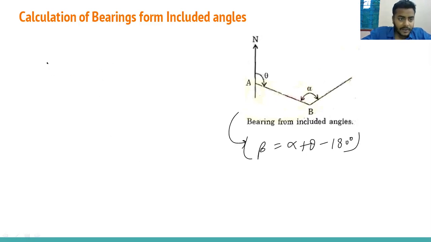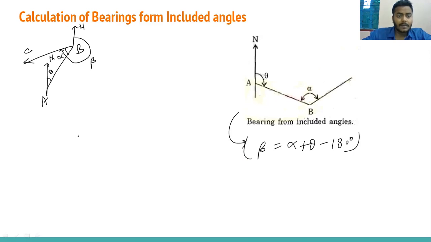So I'm drawing a rough diagram. This is north. I'm drawing AB, so this is very small, A to B. And one angle is like this, B to C, right? So this is theta, right? This is included angle alpha, right? What will be the beta here? Like this. This is north. So this angle would be beta. Am I right?